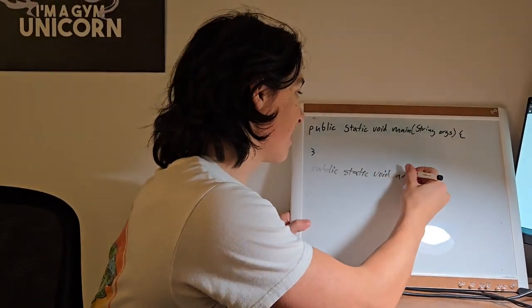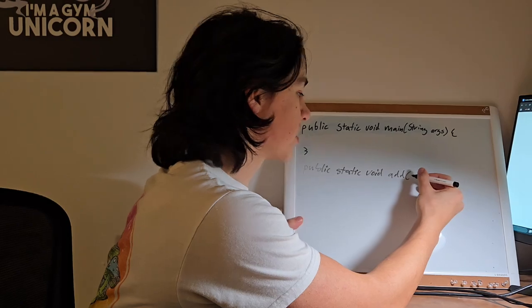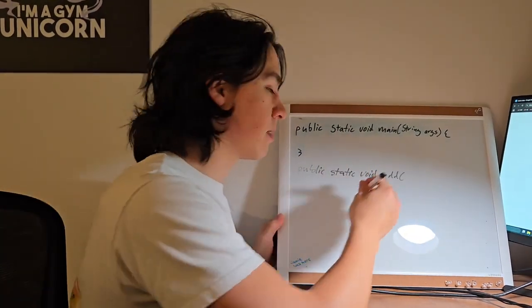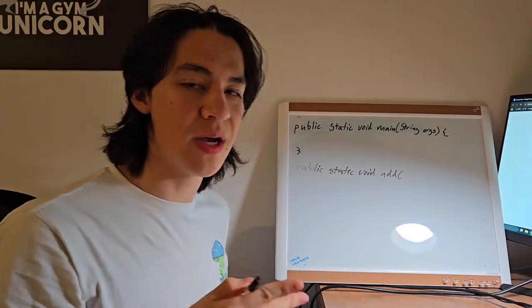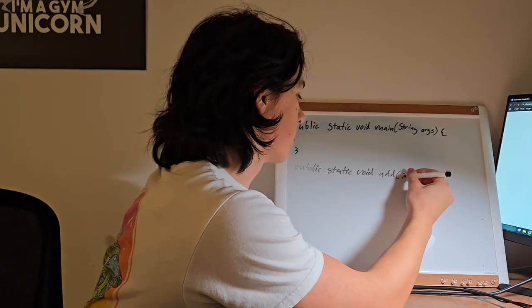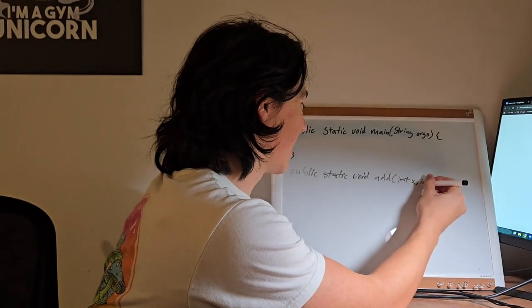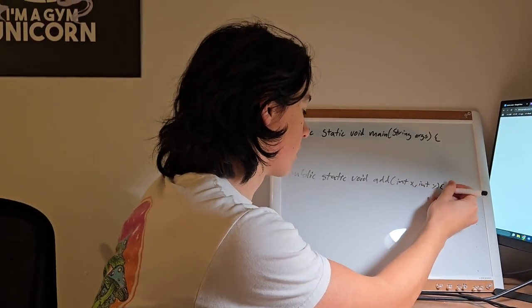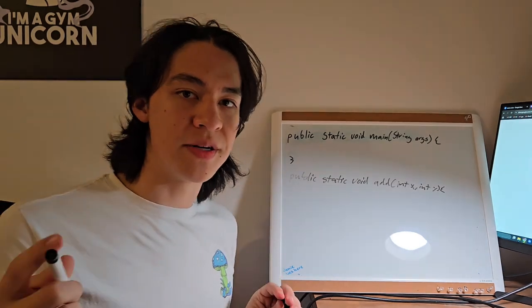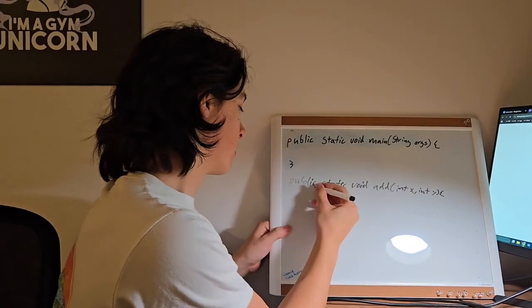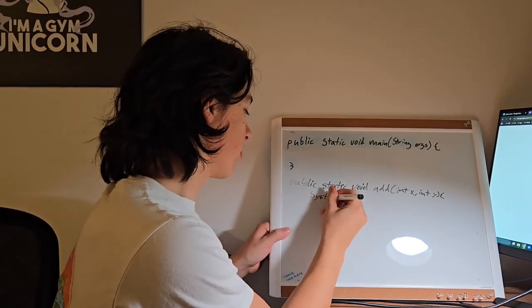We have the name of the method, add. And then we also have the parameters, which we pass in. In this case, we're passing in two integers. So we have int x and int y. So far, all we know how to do is print them out. So I'm going to just write out a print statement.